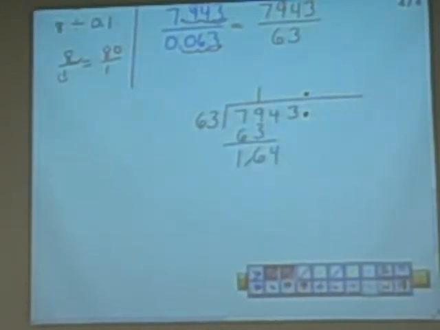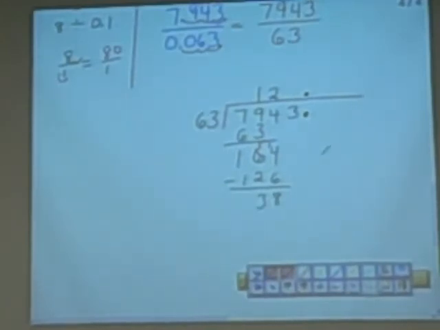Okay, so now we estimate: 6 divides into 16 at least twice, right? So therefore, that might be a good estimate for 63 dividing into 164. So we'll put a 2 here. 2 times 3 is 6. 2 times 6 is 12. And we have to borrow. So we get 14 minus 6 is 8. 5 minus 2 is 3.